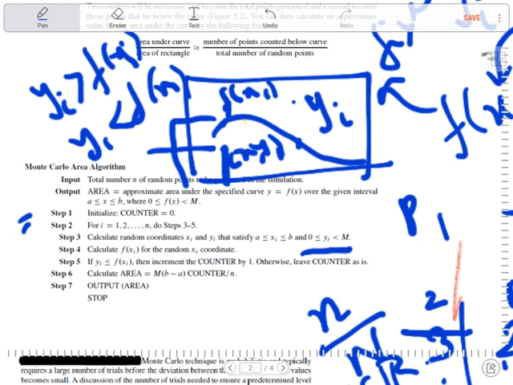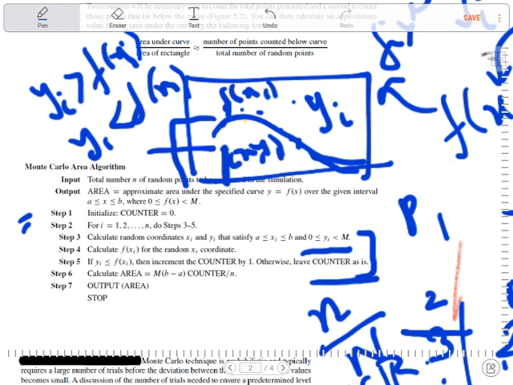So that's what they are saying. If yi is less than or equal to f(xi), even if it is lying on the curve itself, since equality is considered here, then increment the counter by 1. So here you put counter equal to counter plus 1. Otherwise leave the counter as it is. So there is an if condition running here. If yi is less than or equal to f(xi), then counter equals counter plus 1; otherwise it remains as it is. Then once you do this and calculate, these steps 3, 4 and 5 are the repeating steps.